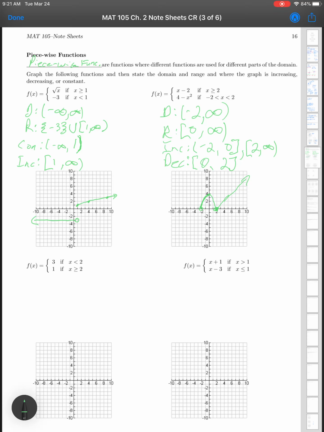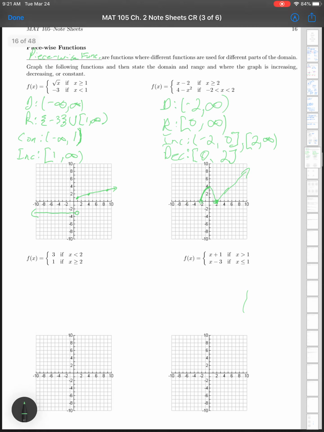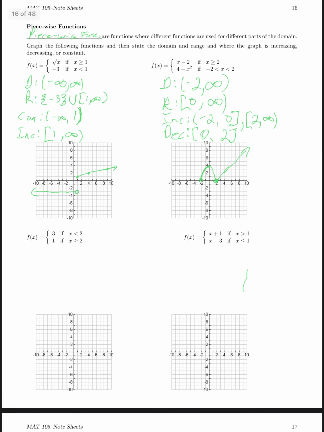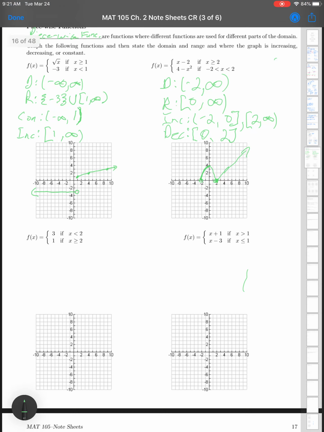So why don't you all take a few minutes and try graphing these other ones. Pause the video and try graphing these other two with your ClassCalc app, and then we'll talk about them here in a moment. Okay, so now that you've had a moment to try these, let's go ahead and talk about them.